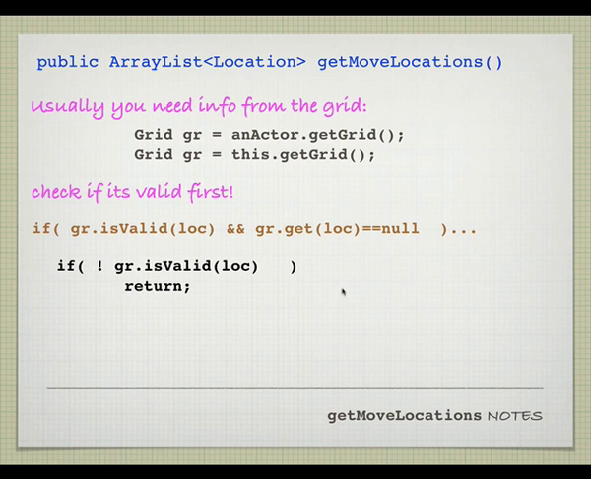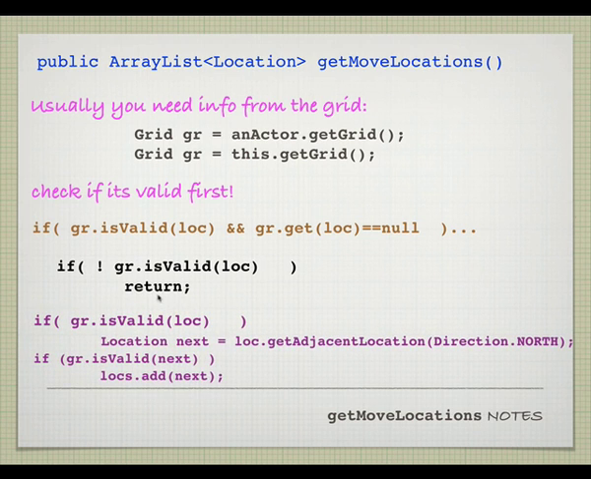Here's some example code. A lot of times you just want to get out of Dodge if it's not a valid location. So a lot of times if you have a certain location and it's not valid, just move, get out of Dodge. And here's another sample. If you have a valid location, you can find the next location, and don't forget to check to see if the next location is also valid.